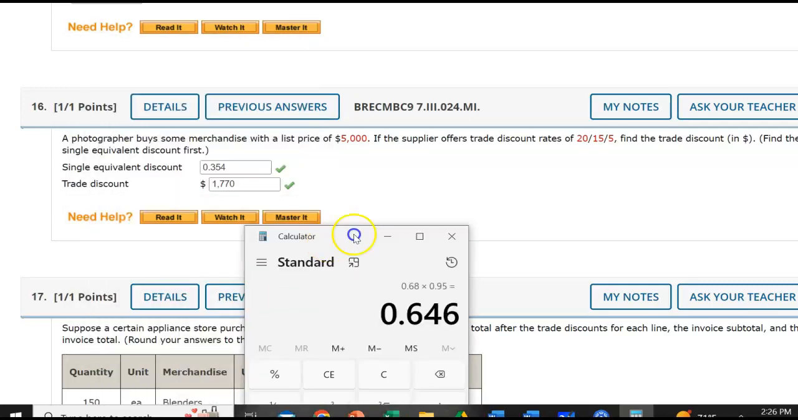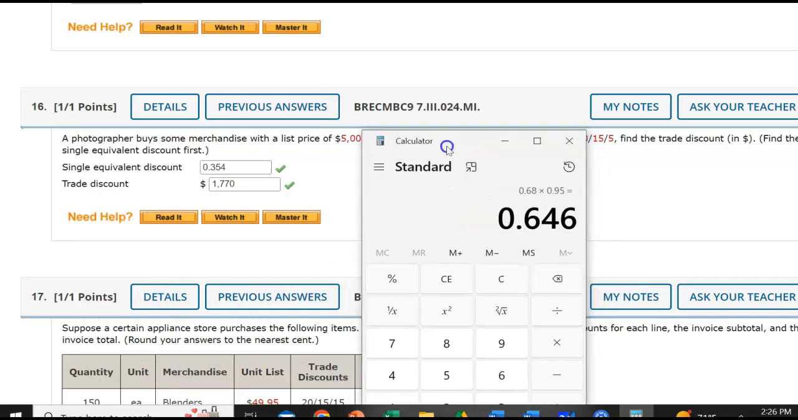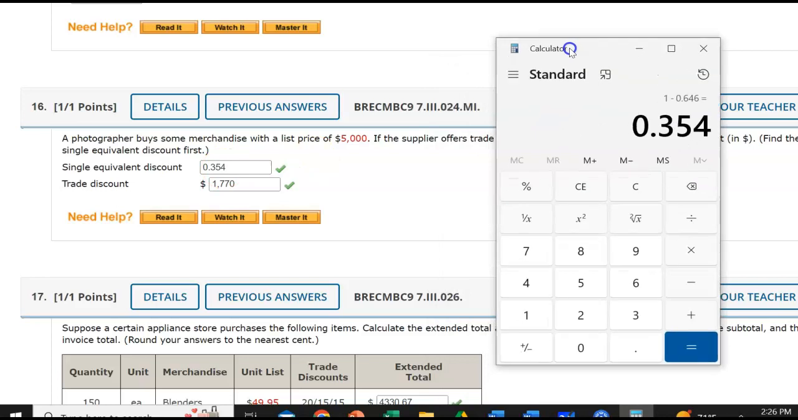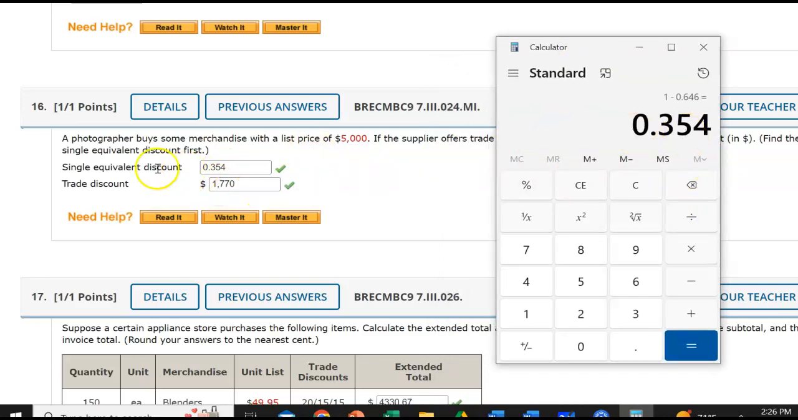That's going to give us our net price factor. We want the single discount. And the way we do that is we say 1 minus this. So 1 minus 0.646 will give you a single equivalent discount of 0.354. Now, to calculate your discount, since it wants you to do that first, take that and times it by 5,000. When you take the discount rate here and multiply it by the list price, it's going to give you the actual discount. So your discount would be 1,770.